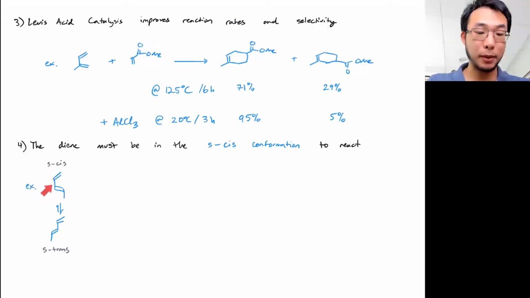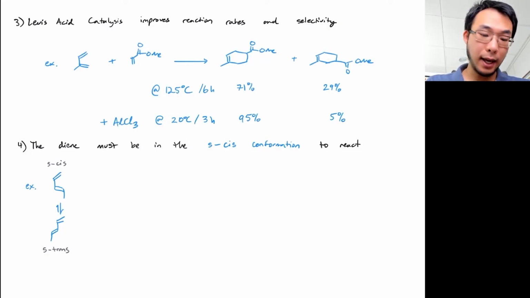the one that I've always been drawing. S-cis refers to the fact that around this single bond, we have our alkenes cis to each other, or you can think of them as syn to each other around this single bond. This conformation is going to be in equilibrium with the s-trans conformation, in which those 2 alkenes are now opposite of each other or anti to each other.